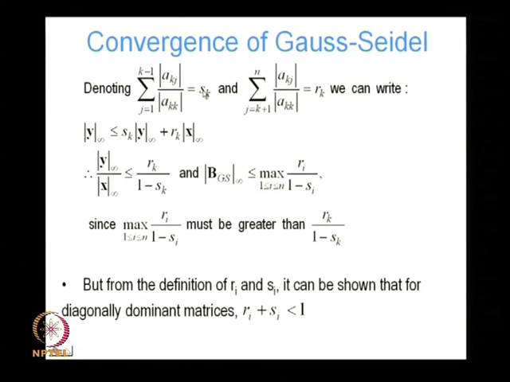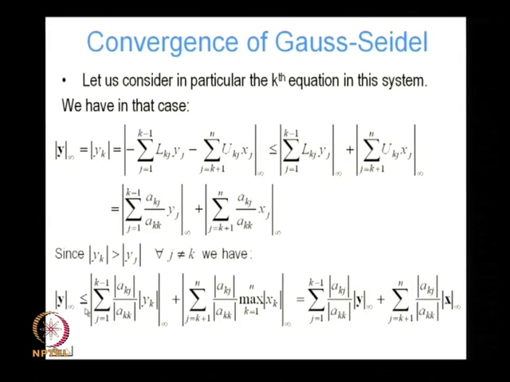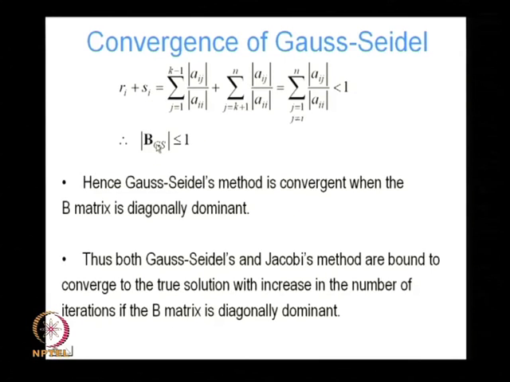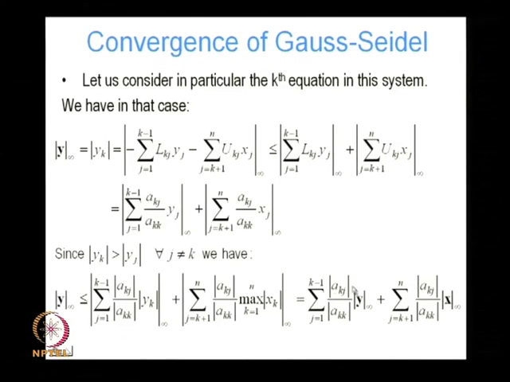So, we can write this as sk and this as rk, and we get mod of y infinity is less than or equal to sk times mod of y infinity plus rk times mod of x infinity.